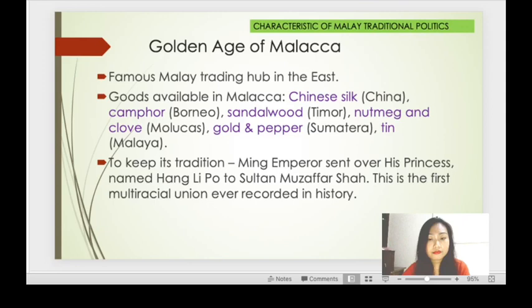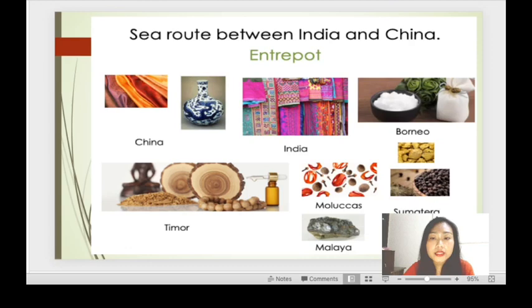So you can see here the products that represent each country. The vase and the silk from China. This is from India, from Borneo, from Sumatra, from Malaya and Moluccas, and from Timor. All of these products were mentioned earlier on. Okay.